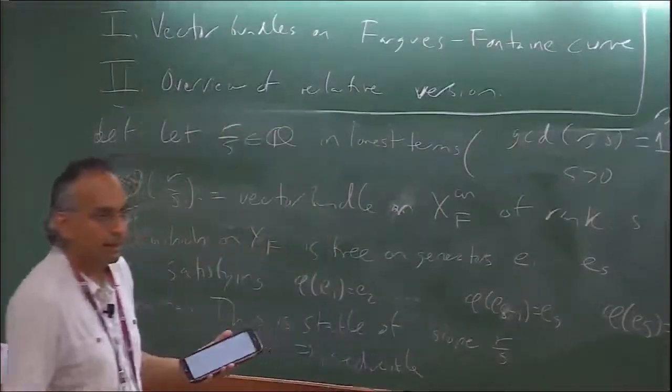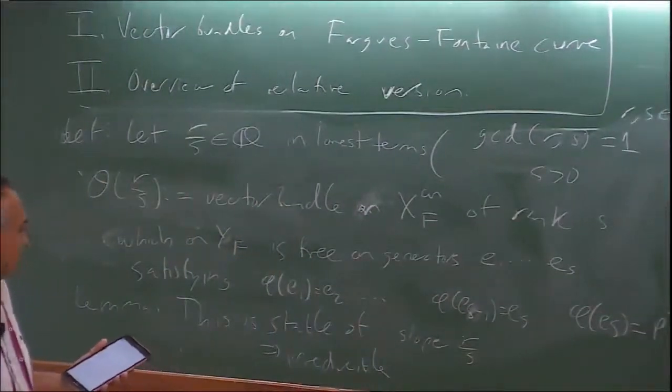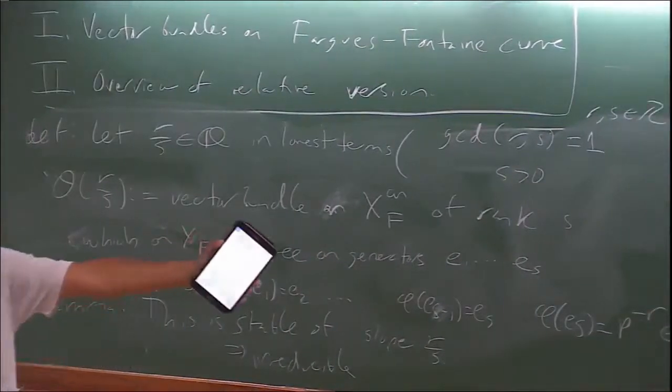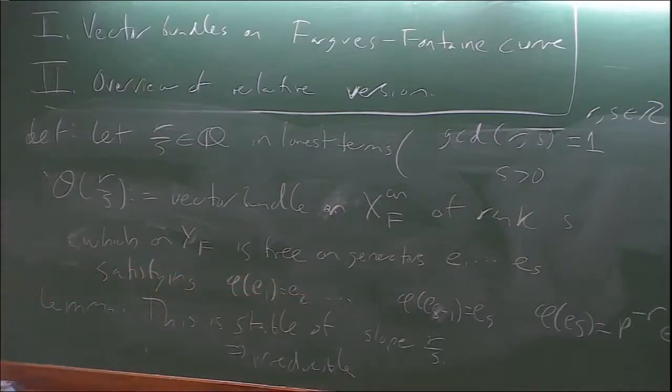I'm sorry? Semi-stable implies irreducible? No, it doesn't. Direct sum of, I have the counterexample on the board. But stable implies irreducible because of the behavior of slopes under an extension.